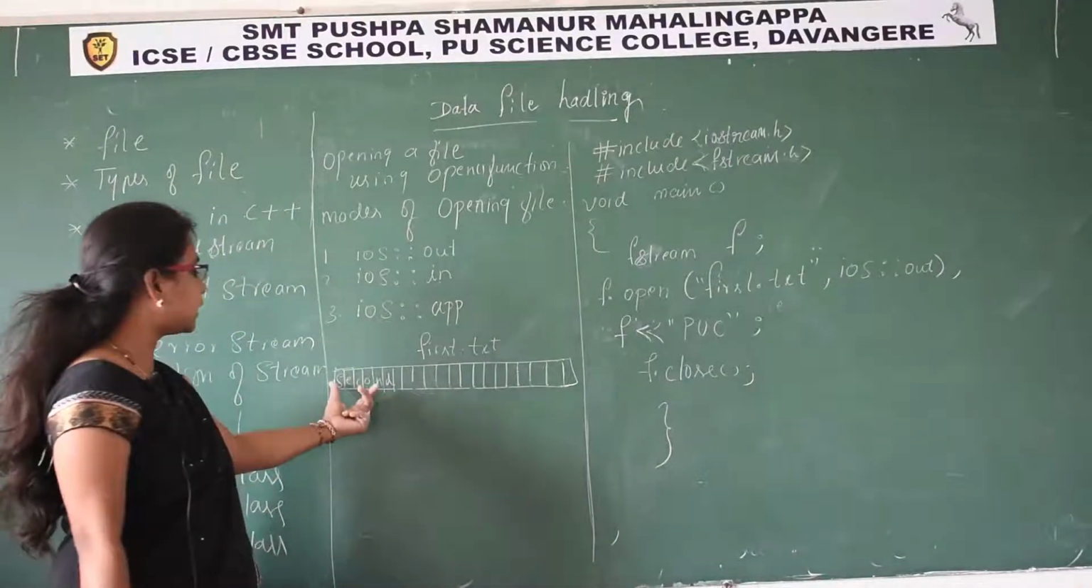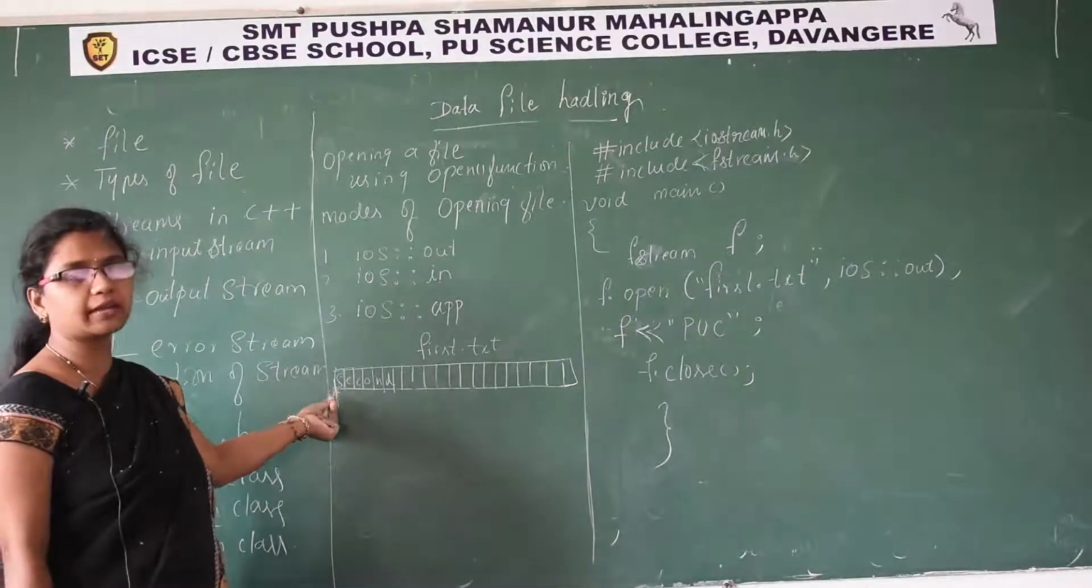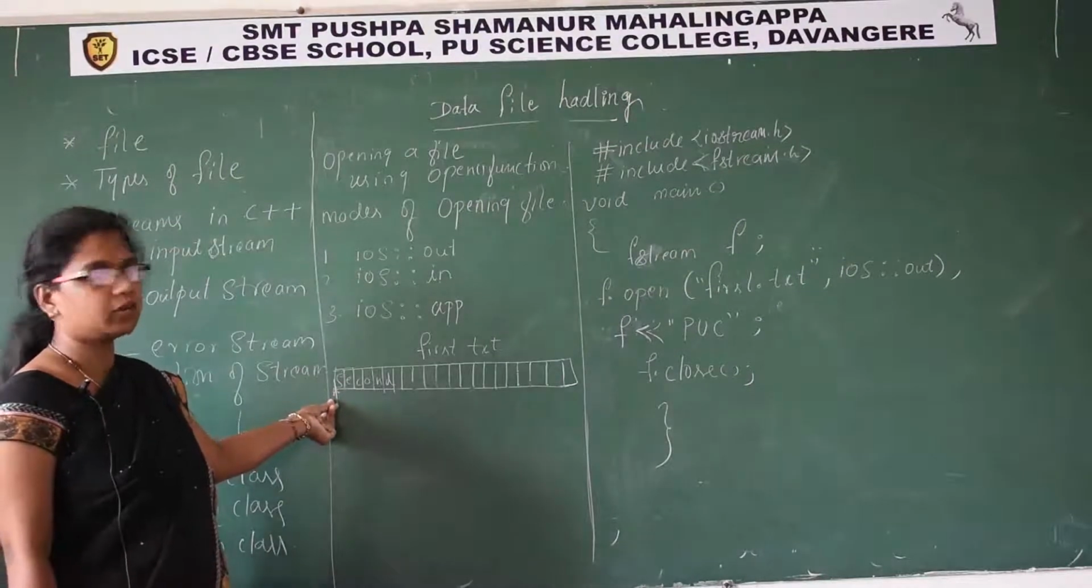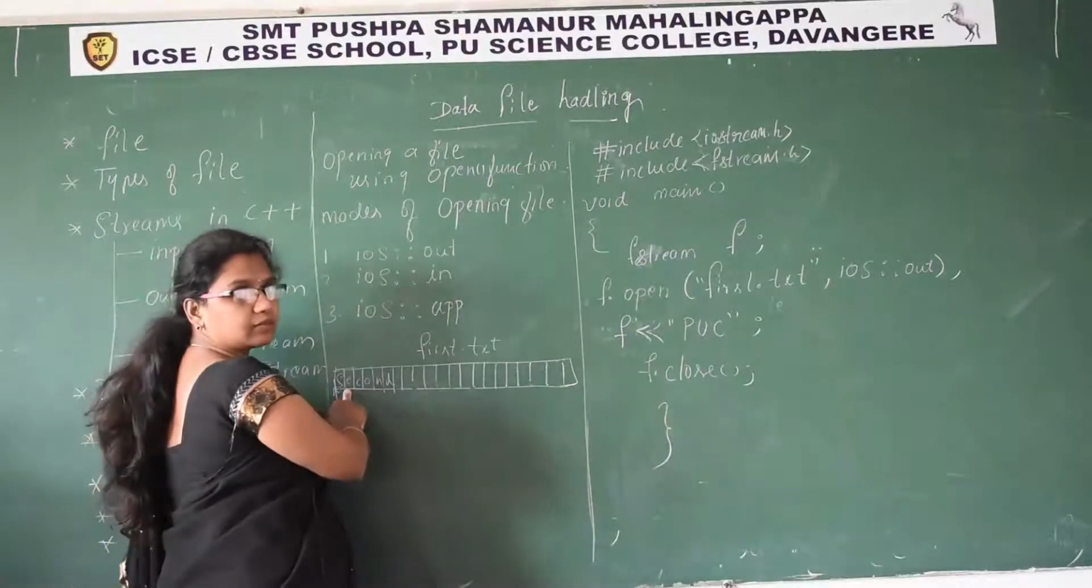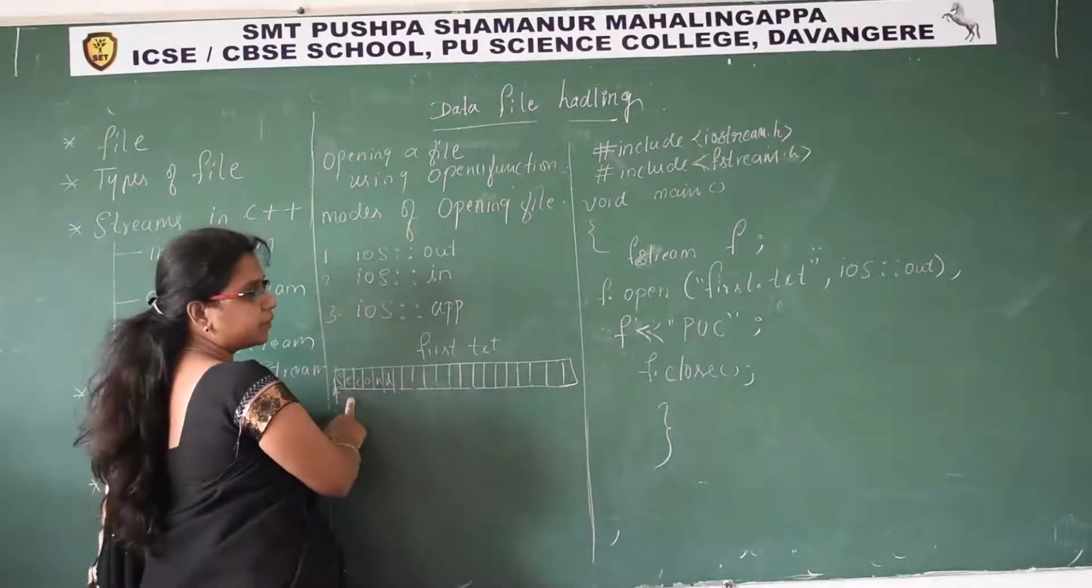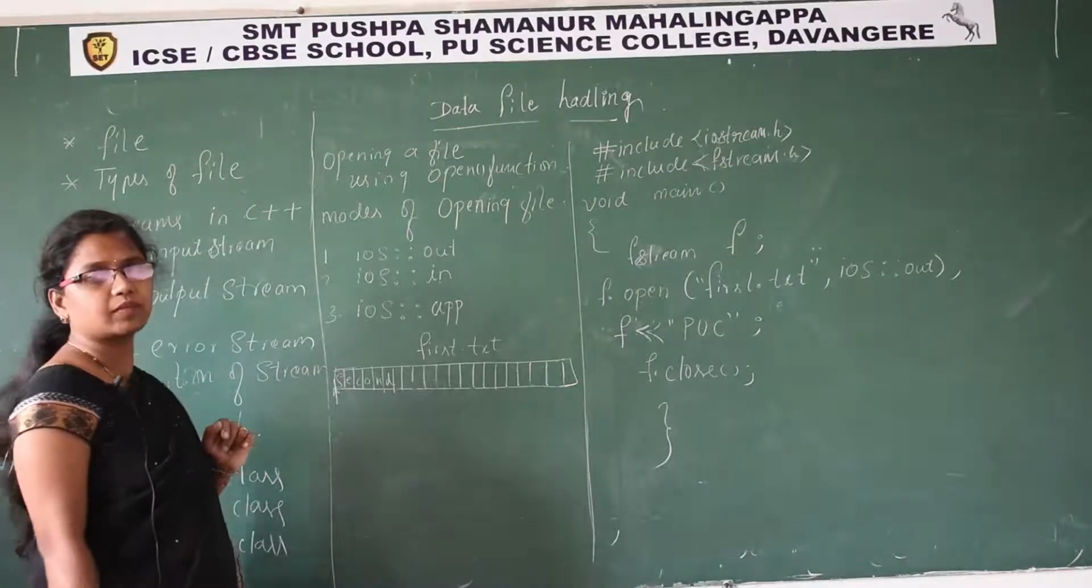Even if content is there, it points to the beginning of the file. Okay, if you write PUC, it overwrites the existing data. It overwrites the data present here.